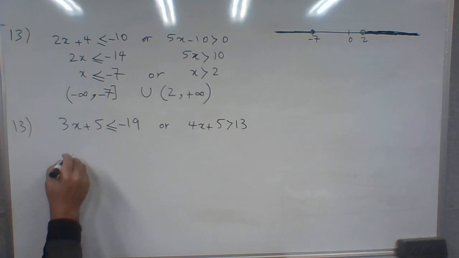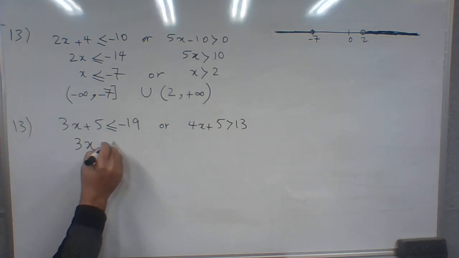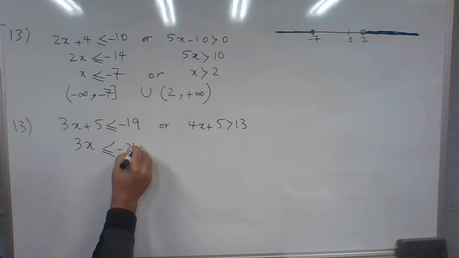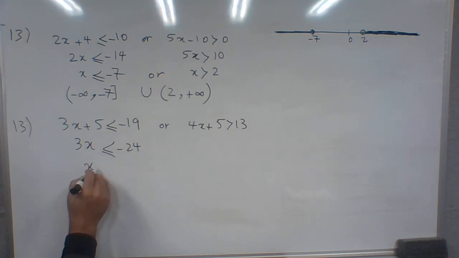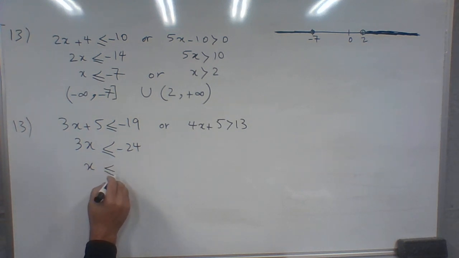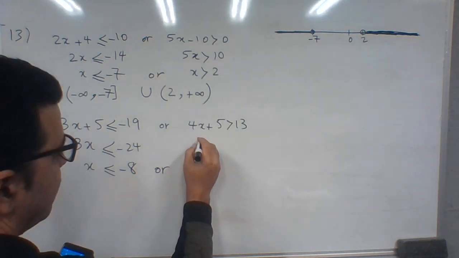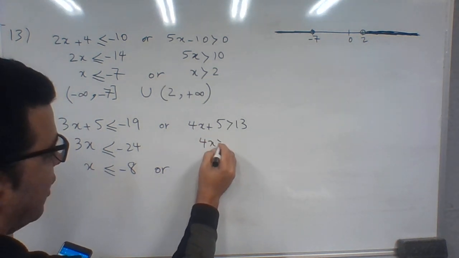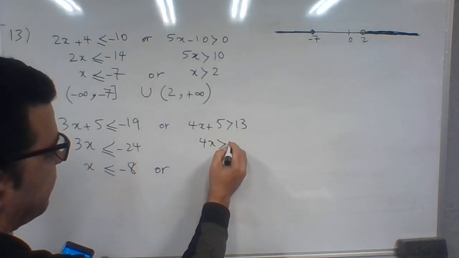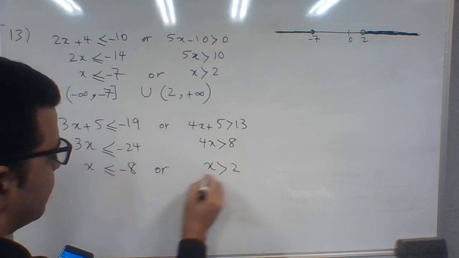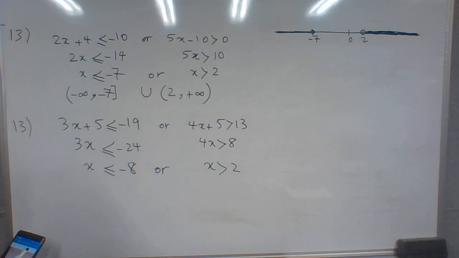Okay, simplify. So 3x, subtract 5, negative 19 minus 5, negative 24, and then divide by 3, x less than or equal to negative 8. Or from here, 4x, subtract 5, 13 minus 5 is 8, divide by 4, so x greater than 2. So these are the inequalities.